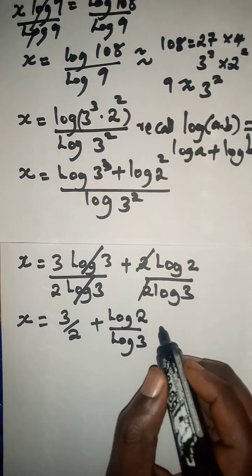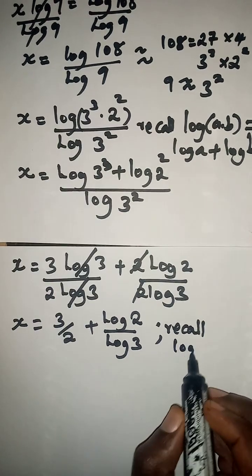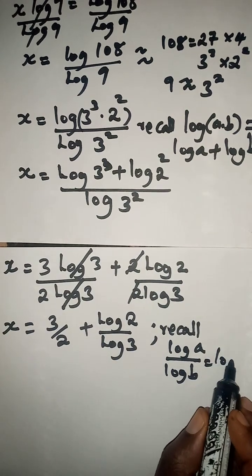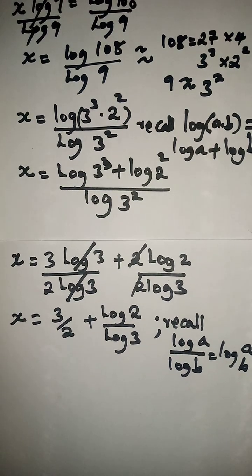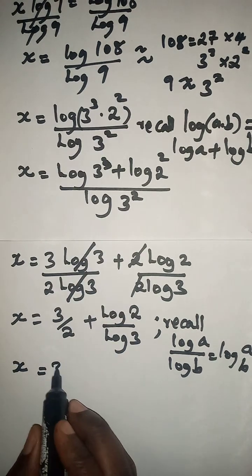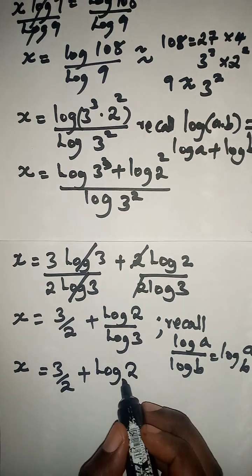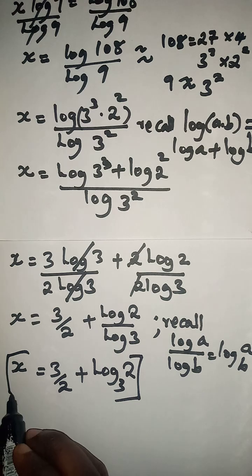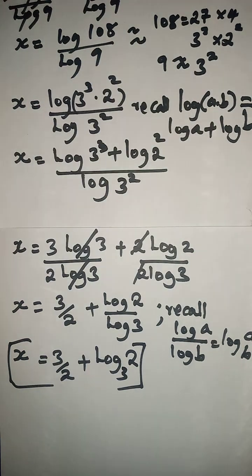So well, this can also be expressed as, if you're going to recall again, that wherever you have the log of A divided by the log of B, this can be written as the log of A to the base of B. So I'm going to write that in that form, so that I have the value of x now as 3 over 2 plus the log of 2 to the base of 3, using that approach. And that becomes the actual value of x for my problem.